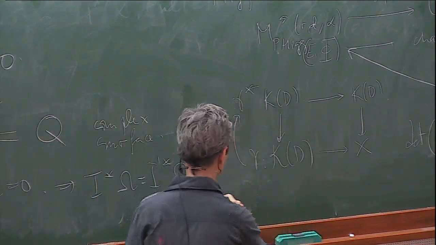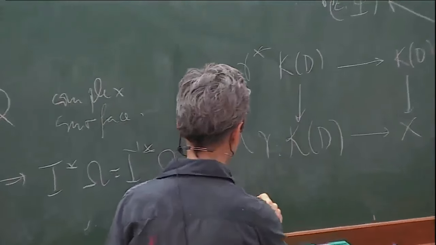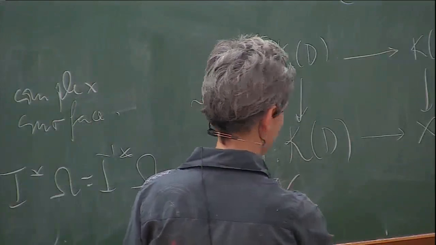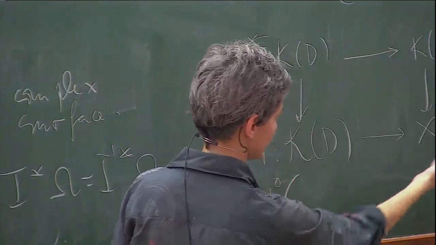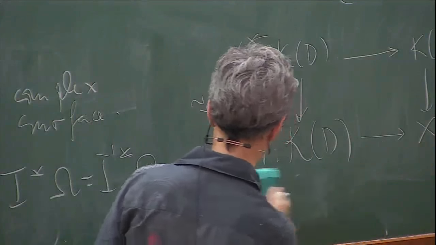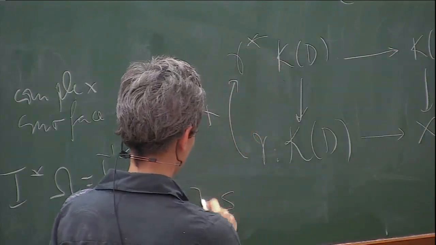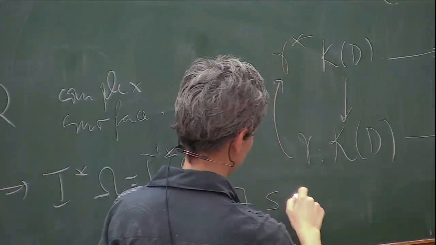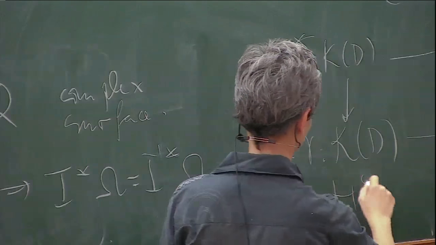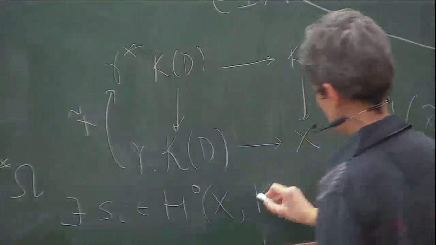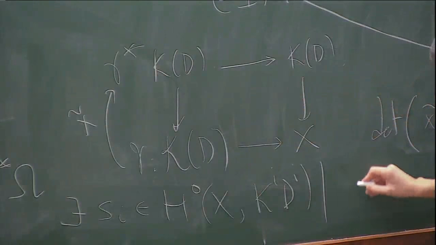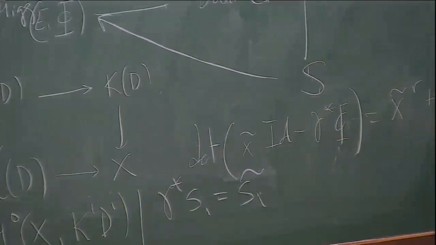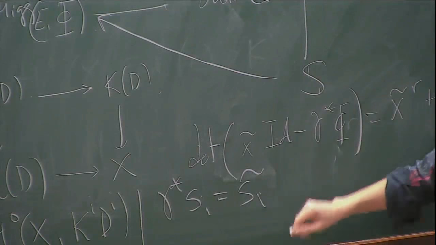sections that are, I mean, that is what I'm going to say. These sections can be pushed forward to X, such that these are our S_i. Is it possible to see it?